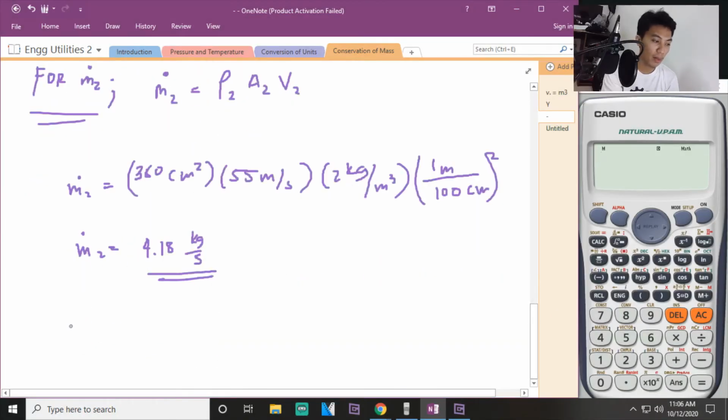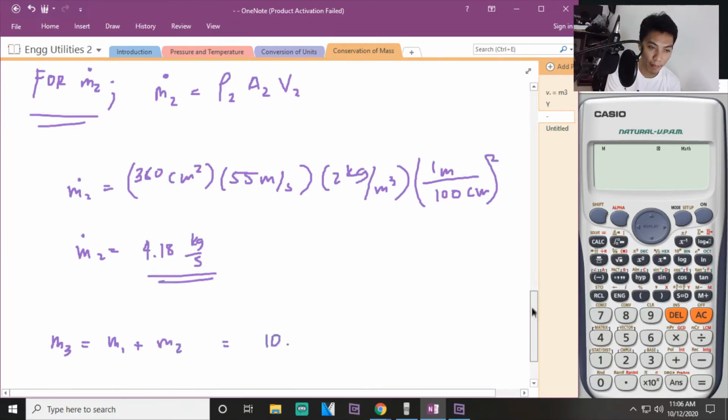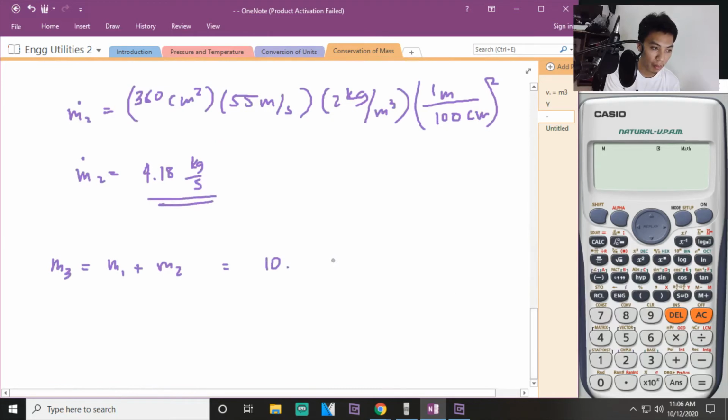Tama ba? The total mass will be, kapag nag-mix yung dalawang mass, ito total mo. So, M3 is equal to M1 plus M2. So, M1 is 10.8 plus 4.18 kilograms per second. Okay. So, that will be 14.98 kilogram per second. Yung mass 3.